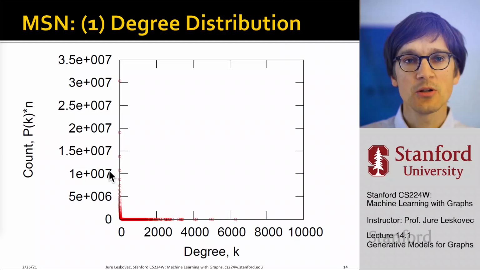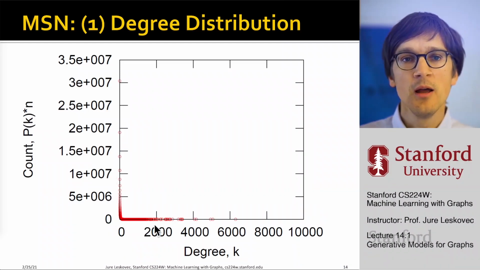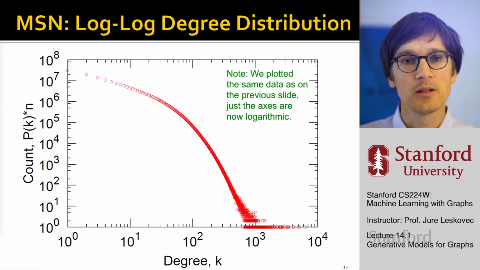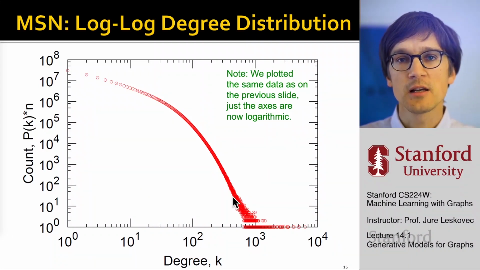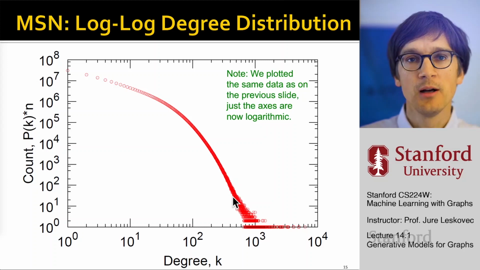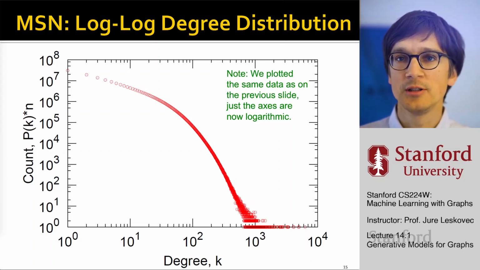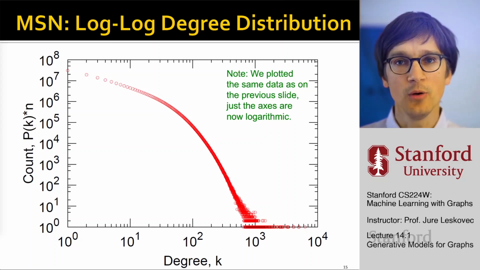When I plot this on linear scales, just the histogram, it's just axis aligned. I don't even know how to interpret this. Here, on the same data, just with different axes, I'm plotting log degree versus log count, and I see this very nice shape. This is what is called a heavy-tailed or power law distribution, which is what people like to call these types of shapes.